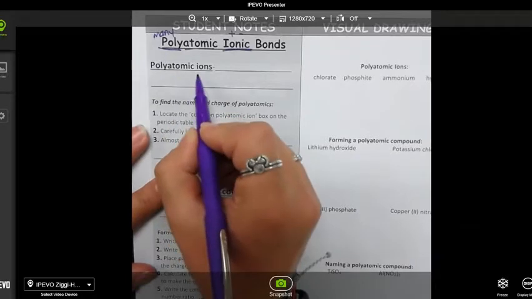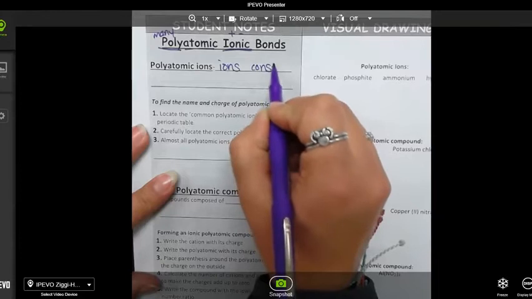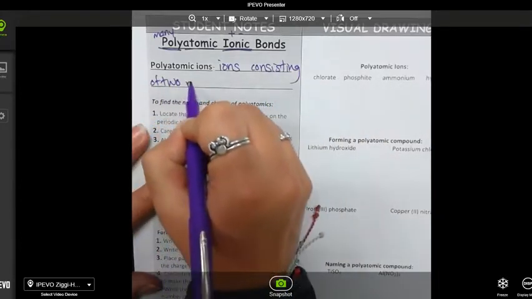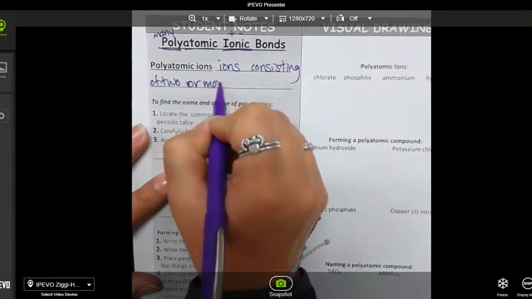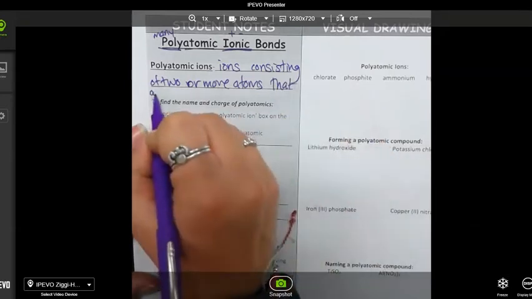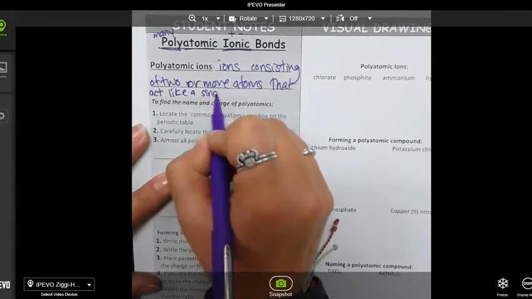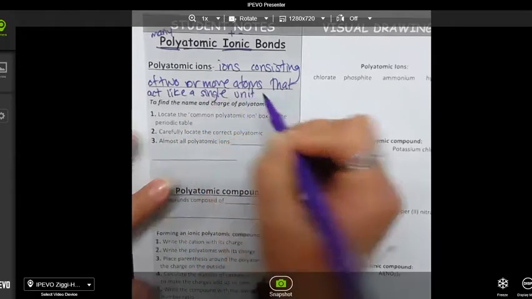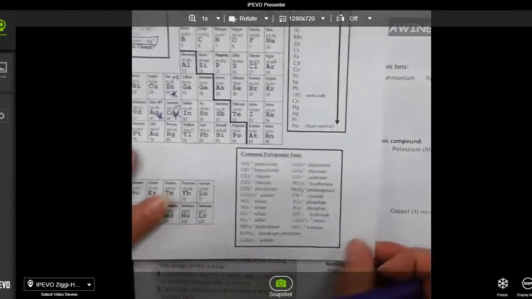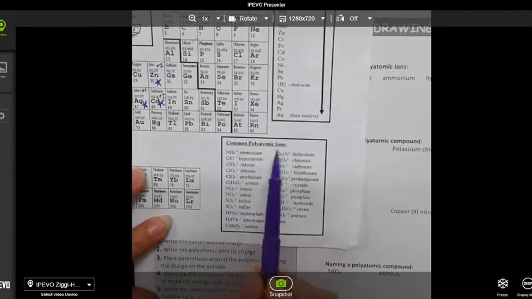So polyatomic ions are ions consisting of two or more atoms that act like a single unit. Okay, so you need to take out your periodic table and take a look at this box right here. This is the common polyatomic ion box.